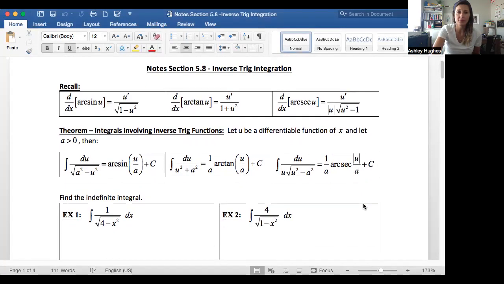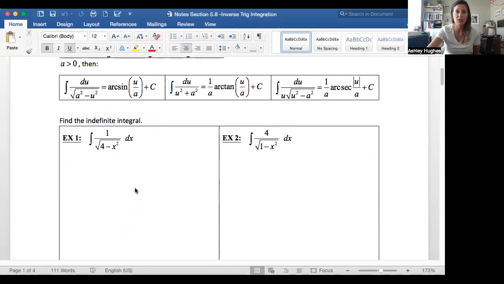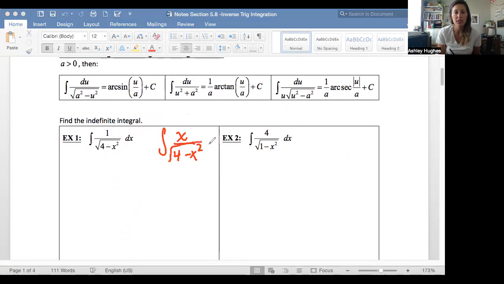So when we're looking at these, let's talk about how we know it's not something else first, like it's not just general u sub. If this had an x up here, it would be u sub, because if I made the inside u and I took my du, this 2x will divide out. That x and that 2x will cancel. So I would do u sub if there was an x on top. But when you have a constant on top and then you have an x squared, that's when you need to think maybe it's inverse trig. So that's how you recognize these problems.